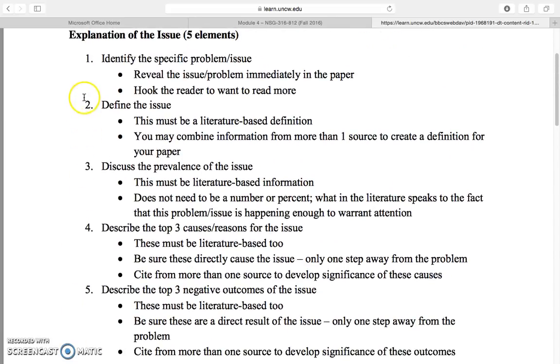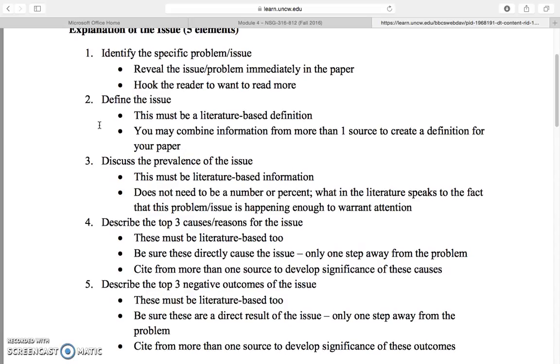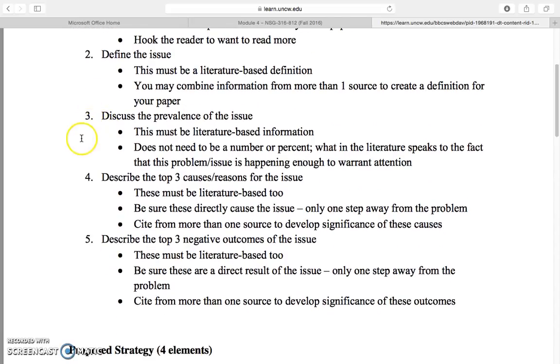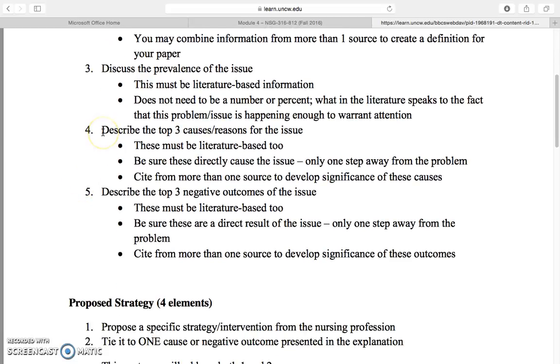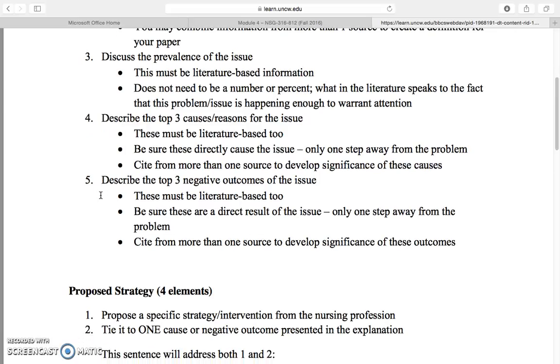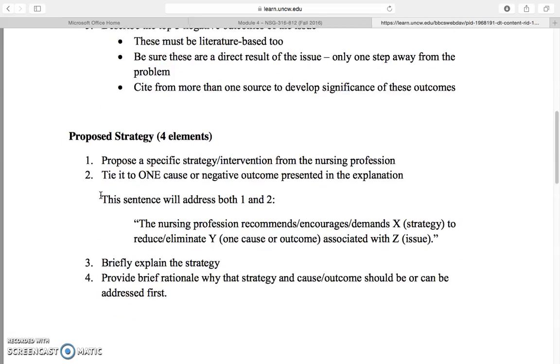Be sure that you are identifying the problem, that you get a definition of the issue from the literature, that you're discussing how prevalent the issue is, and you're talking about the top 3 causes or reasons for the issue, and then the problems that are associated with this issue or the negative outcomes.